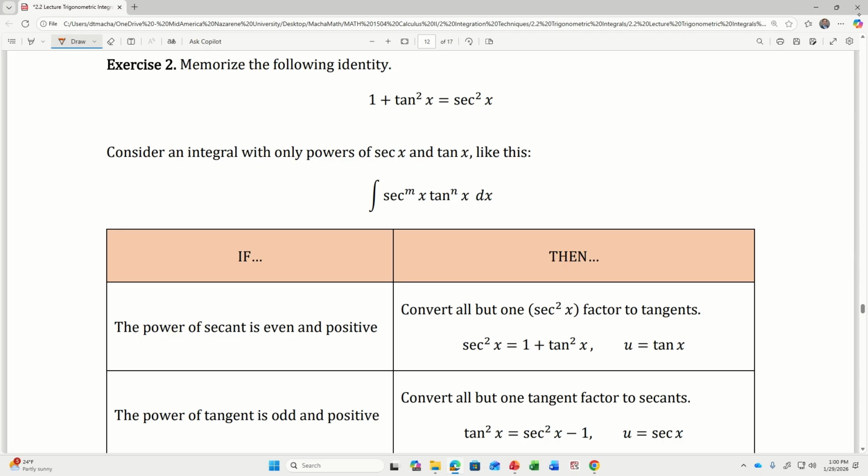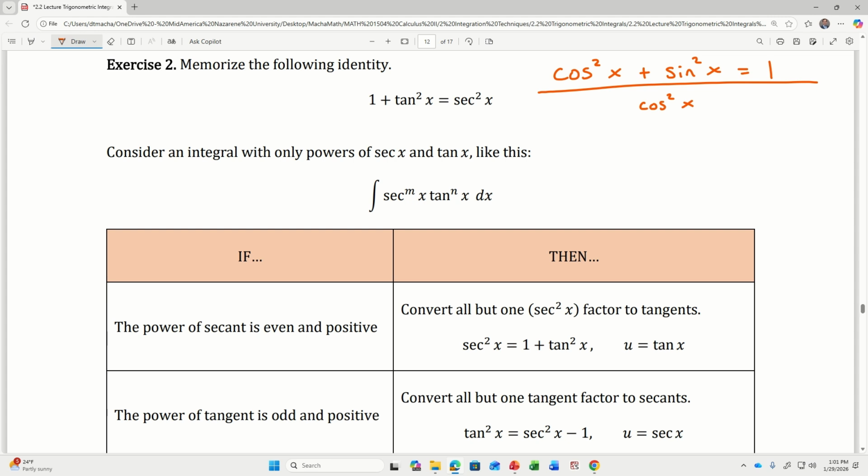It says memorize the following identity, but that's not 100% necessary. If you have the plain old homemade vanilla Pythagorean identity and you divide the whole thing by cosine squared, you would get 1 plus tangent squared equals secant squared. That's going to be important whenever you come up with these kinds of integrals.